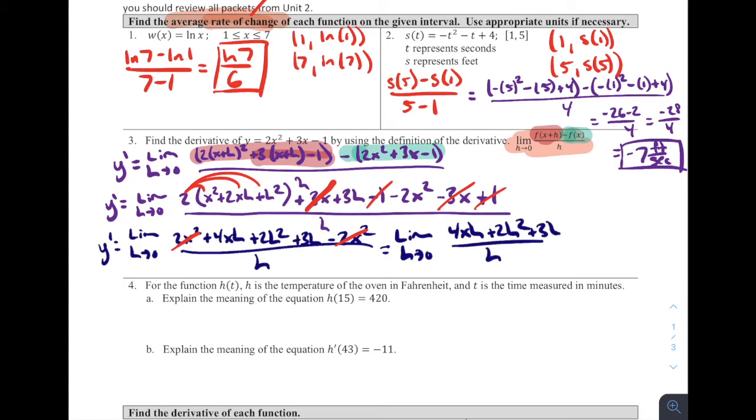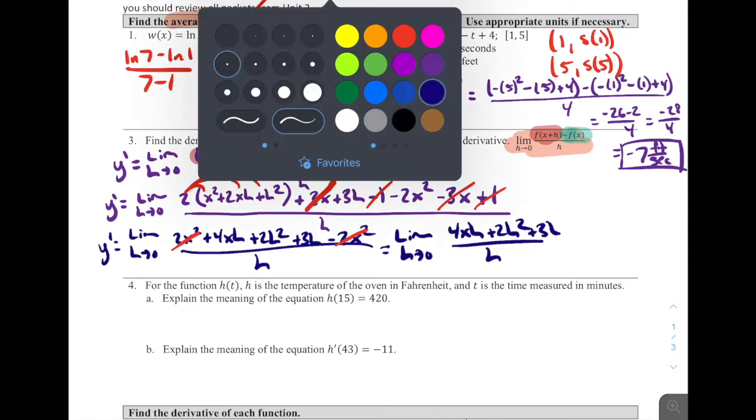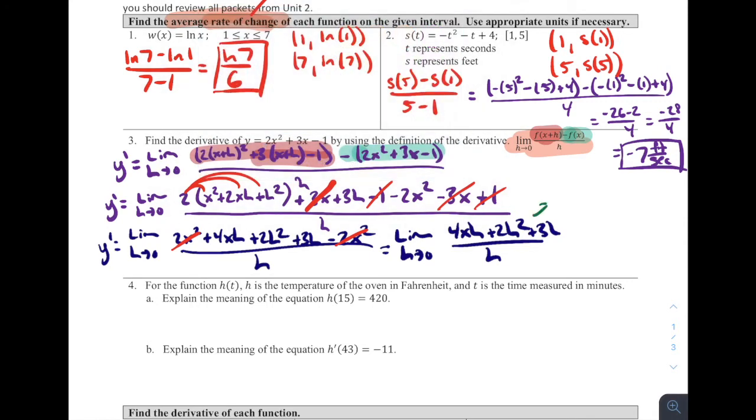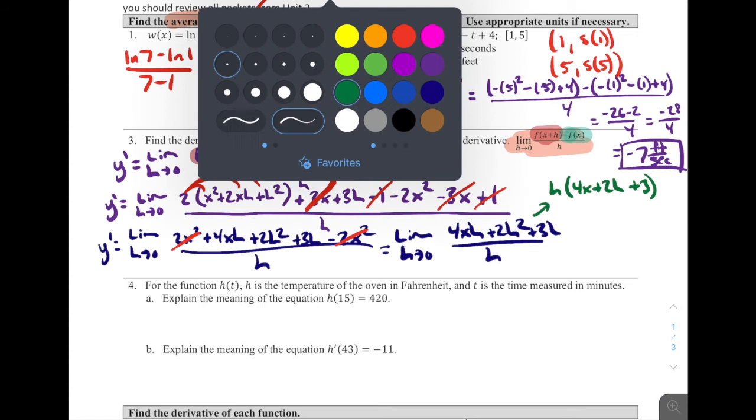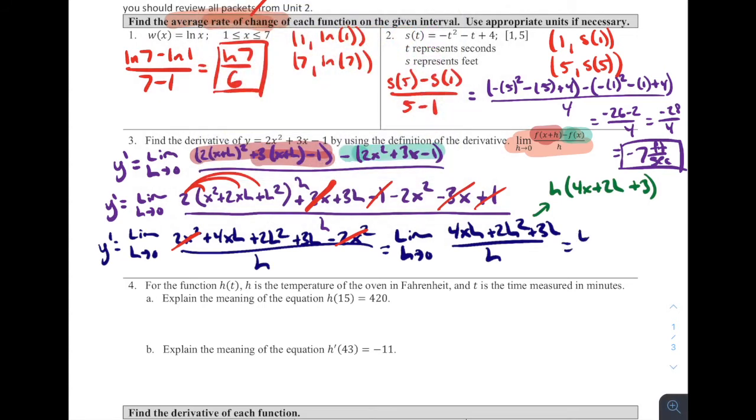Now we can factor an h out of this numerator. I'll do this as side work since we're running out of room. That's going to be h times 4x plus 2h plus 3. And so the h's in the numerator and the denominator are going to cancel each other out, which means this is equal to the limit as h approaches 0 of just 4x plus 2h plus 3.